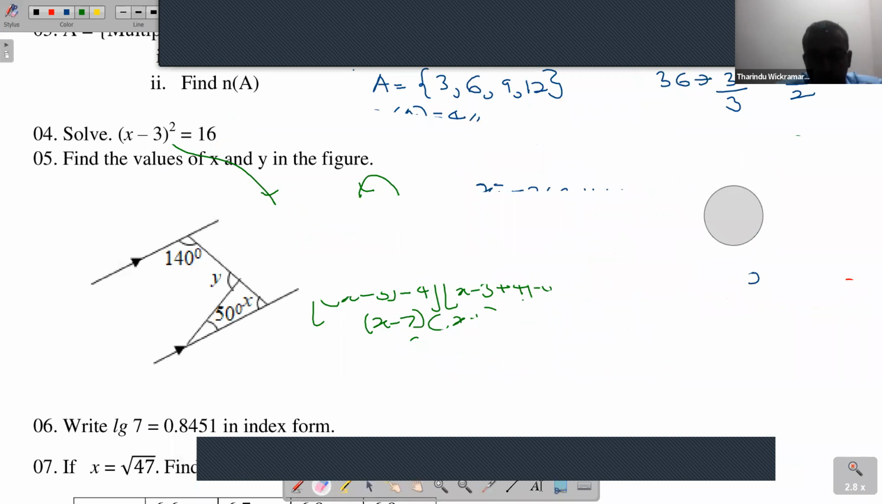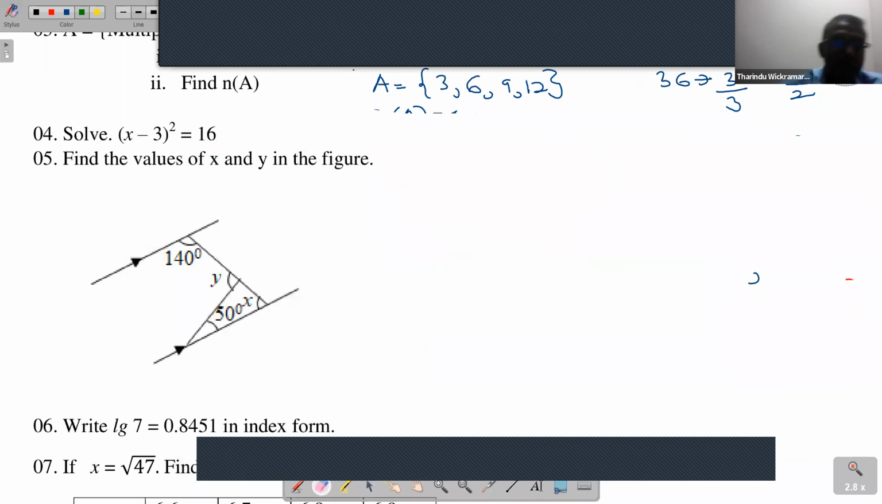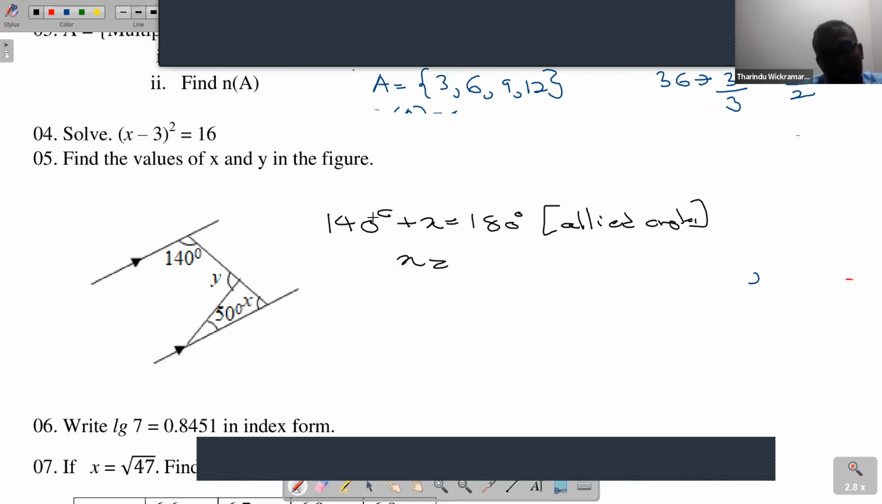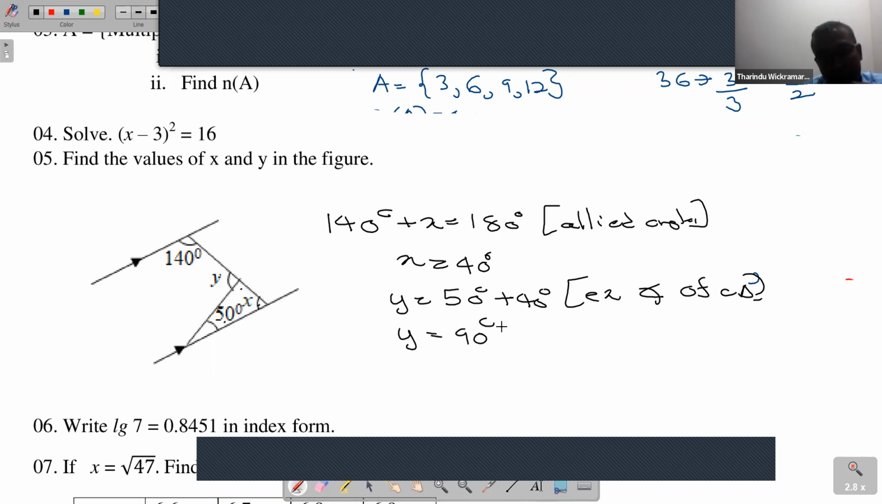So here, these two lines are parallel. Then 140 plus x is 180. What's the reason? Allied angles. Then x equals 180 minus 140. This is 40. Then what is y? Y equals 50 plus 40, exterior angle of a triangle. So exterior angle is equal to the sum of the interior opposite angles. So y equals 90 degrees. Right. So you can try question number 6 after that.